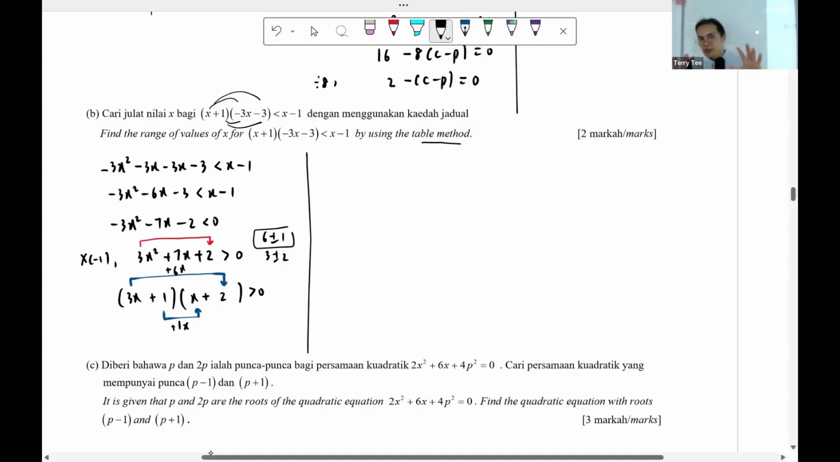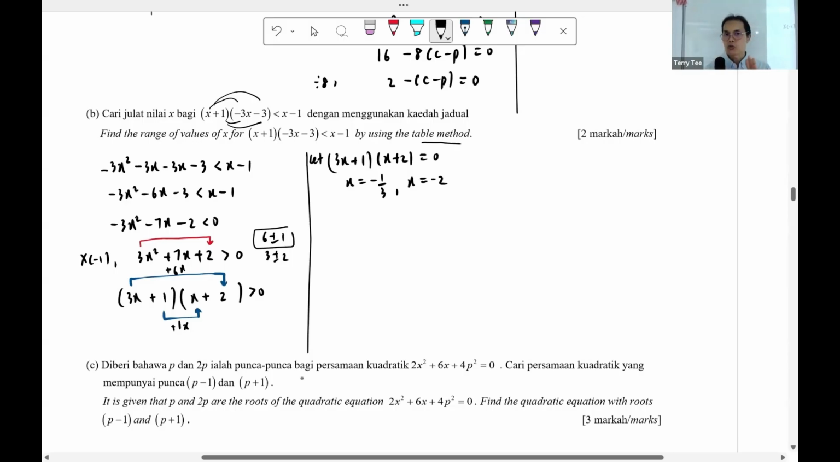So up to here, we have factorized it. We can continue and solve it. But there are 3 different methods, if you remember: sketching the graph, number line, and table. Here we want the table. Before you use the table, we need to identify the roots and the regions. The roots happen when this whole thing equals 0, so you write let this be 0. So your x is negative 1 over 3 and negative 2.